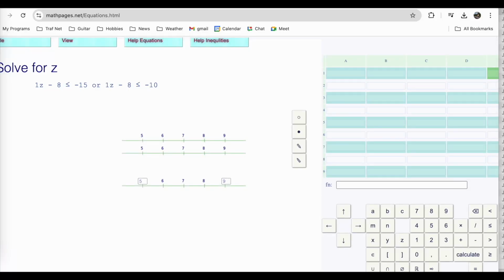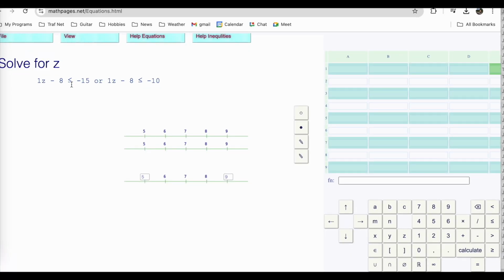Welcome to level 13. We have 1z minus 8 is less than or equal to negative 15, or 1z minus 8 is less than or equal to negative 10. We need to solve these both, and we're using an or. Remember, or is union. We're taking everything all together.